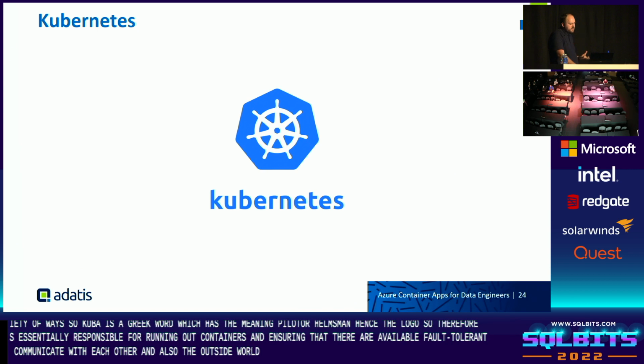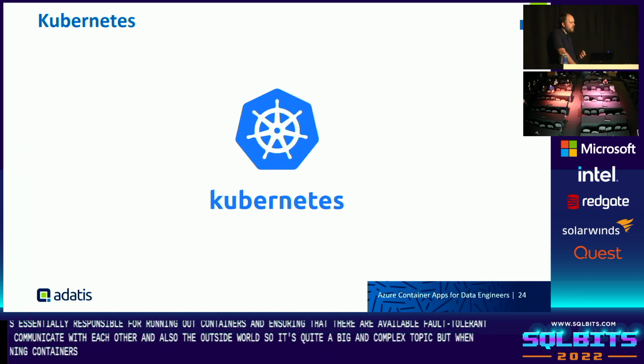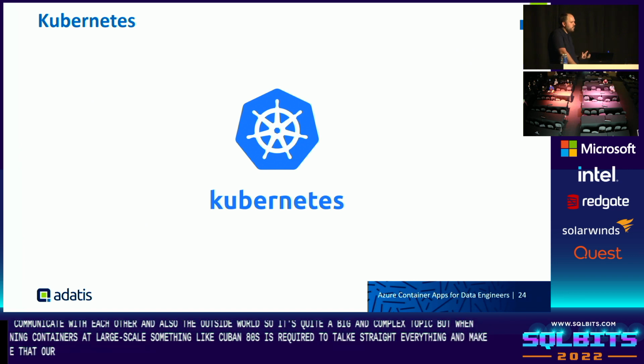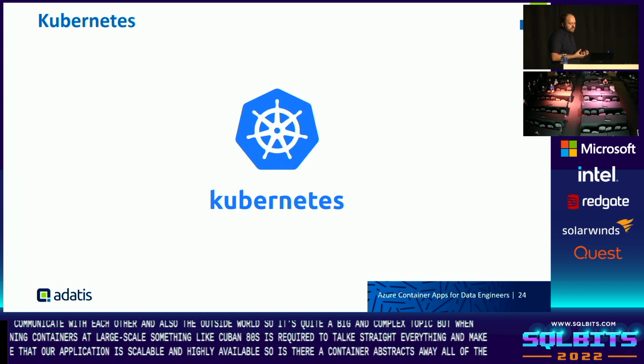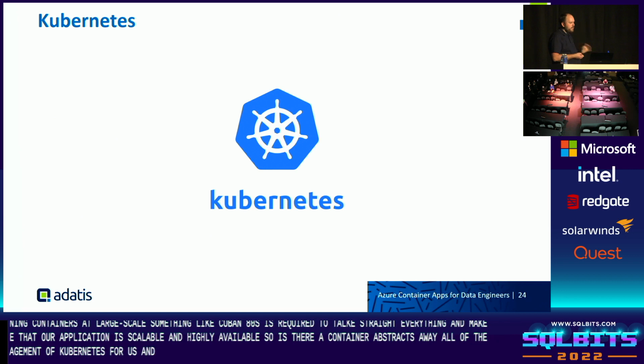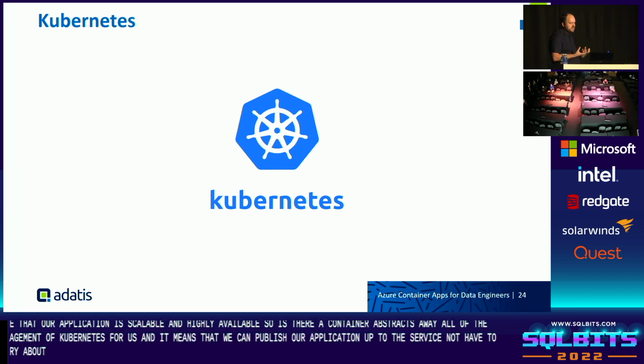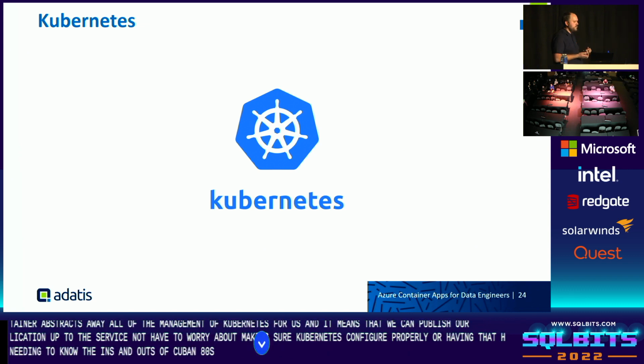It's quite a big and complex topic, but when running containers at large scale, something like Kubernetes is required to orchestrate everything and make sure that our application is scalable and highly available. So Azure Container Apps abstracts away all of the management of Kubernetes for us, and it means that we can publish our application up to the service and not have to worry about making sure Kubernetes is configured properly, or having that headache of needing to know the ins and outs of Kubernetes and how to troubleshoot or configure it.